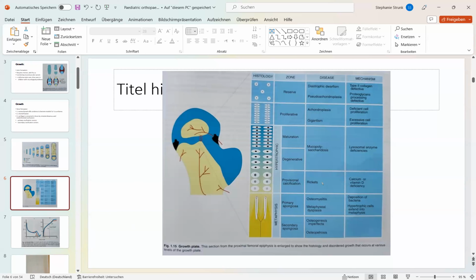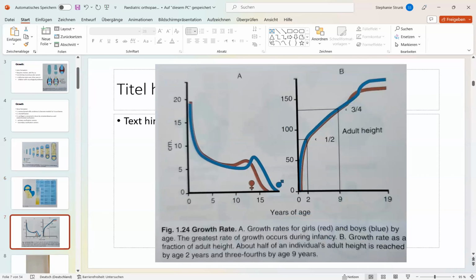For example, rickets, which is a calcium or vitamin D deficiency, affects this zone and makes deformity at this level. Osteomyelitis here is still in the metaphysis, just on the lower end here. So this is just an overview. You might have to study that in detail later on, but today it is not much help.